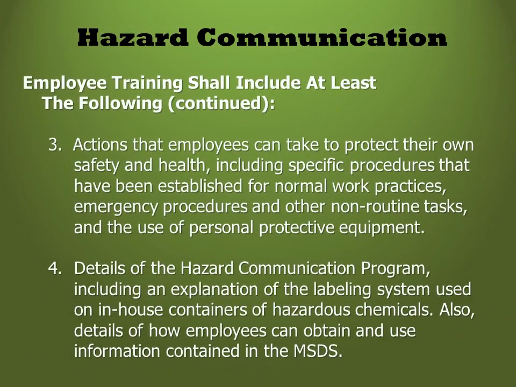3. Actions that employees can take to protect their own safety and health, including specific procedures that have been established for normal work practices, emergency procedures and other non-routine tasks, and the use of personal protective equipment. And 4. Details of the hazard communication program, including an explanation of the labeling system used on in-house containers of hazardous chemicals. Also, details of how employees can obtain and use information contained in the MSDS.